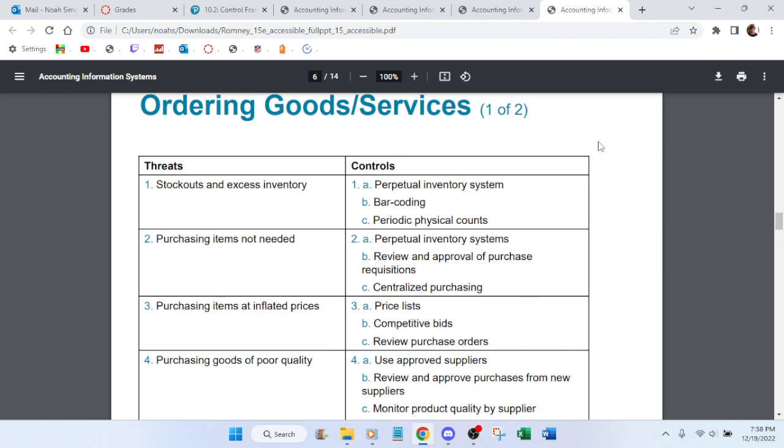Review and approval of purchase requisitions. Centralized purchasing. Purchasing items at inflated prices: price lists, competitive bids, review purchase orders.